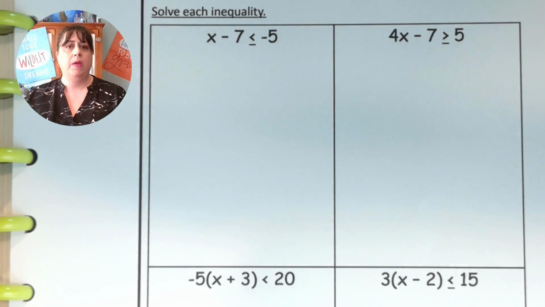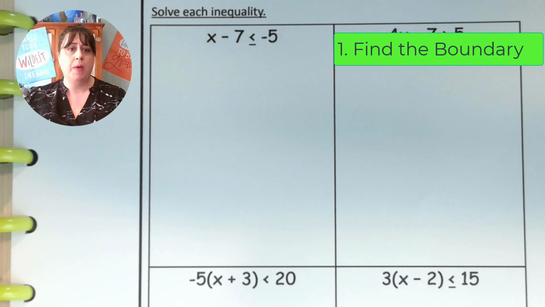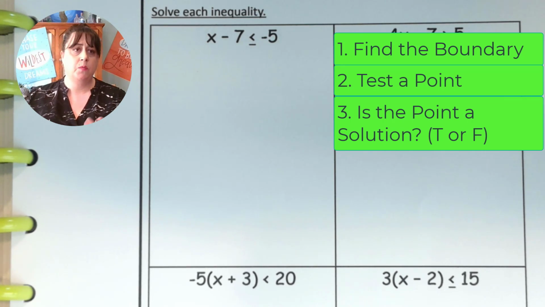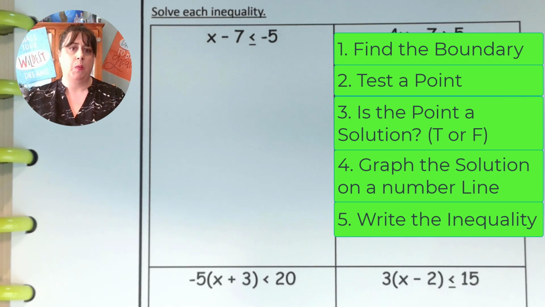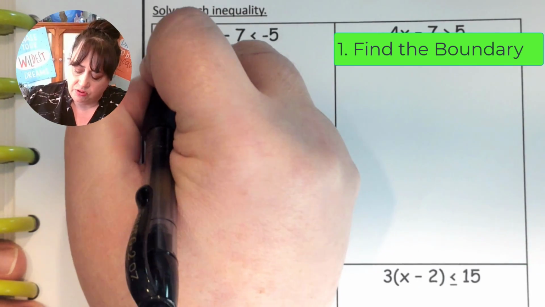If you remember, we did a graphical organizer on this. If you have that, it might help you follow along and remember what to do next. We start with our boundaries. After we find our boundary, we test a point. After we test a point, we figure out if it's true or false. We graph that, and then we write our inequality. So the first thing let's do is find that boundary.